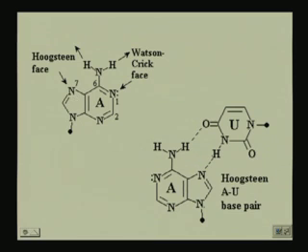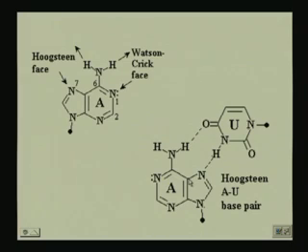Okay? So, this is what is called the Hoogsteen face, and this is what we call the Watson-Crick face, and this would be an example of an AU pair. Where would you see an AU pair? In RNA, because uracil is a base in RNA.